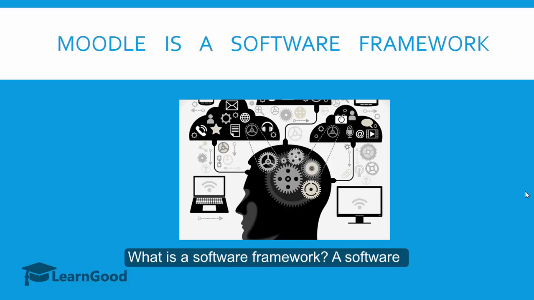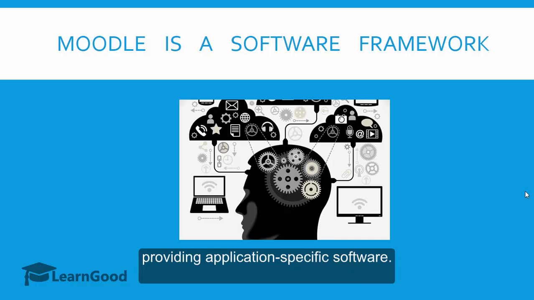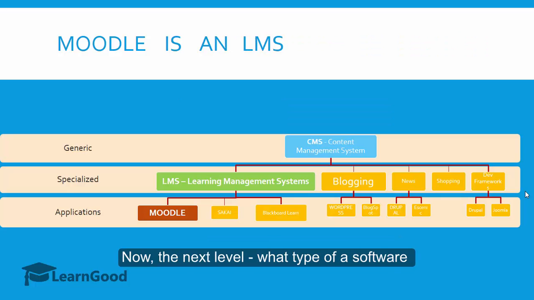What is a software framework? A software framework is an abstraction in which software providing generic functionality can be selectively changed by additional user-written code and so providing application-specific software. Now, the next level. What type of a software framework is Moodle?